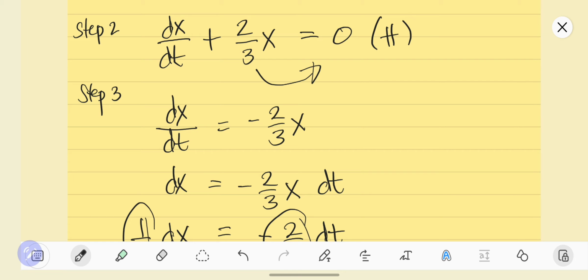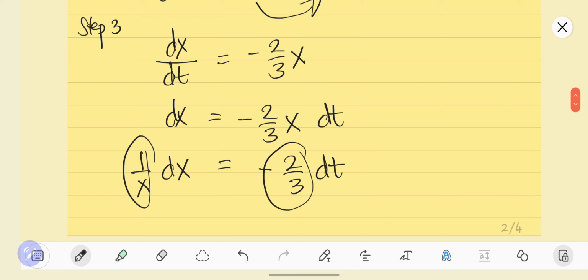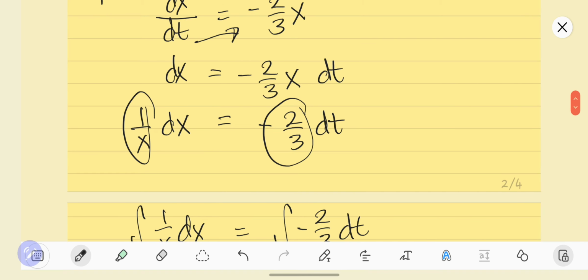You transpose this 2/3 x into the other side of the equation. So dx over dt is equal to negative 2/3 x. Then dx is equal to negative 2/3 x times dt. So transpose this dt into the other side of the equation as well. So this becomes dx is equal to negative 2/3 x dt.